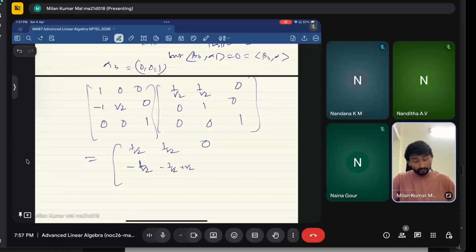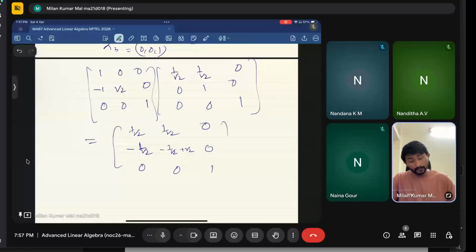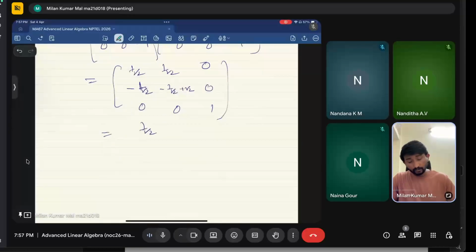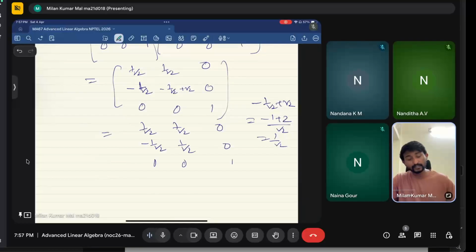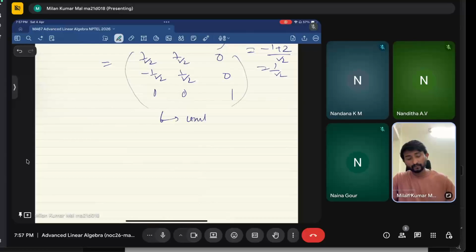Let's keep this right now, and this will be 0. Next term will be 0, 0, 1. So now this can be written as 1 by square root of 2, 1 by square root of 2, 0; minus 1 by square root of 2, then minus 1 by square root of 2 plus root 2, that is equal to minus 1 plus 2 by square root of 2, that is equal to 1 by root 2; then 0, 0, 0, 1. This is clearly a unitary matrix, you can check.